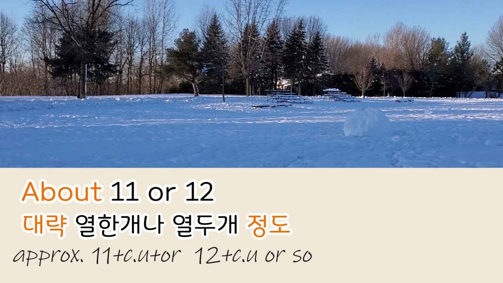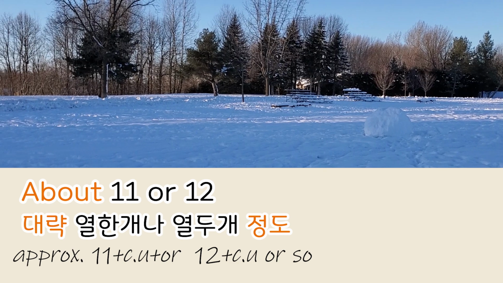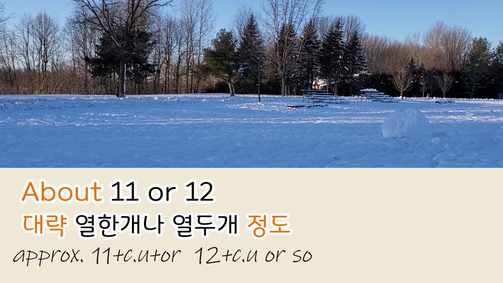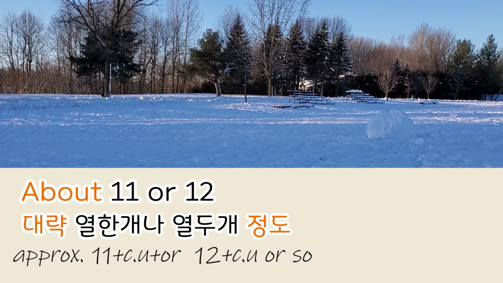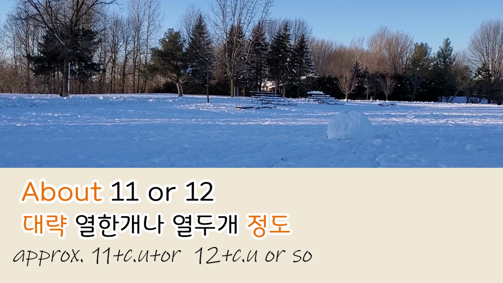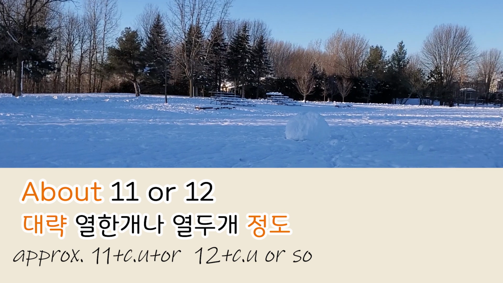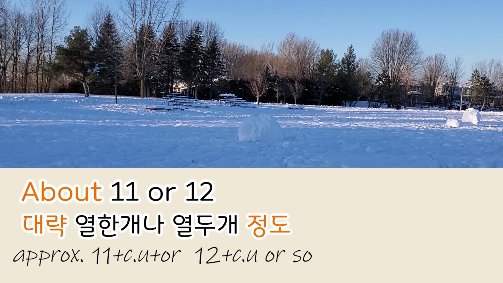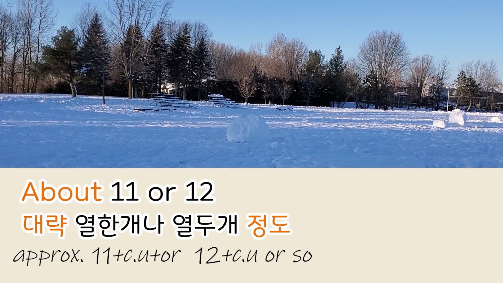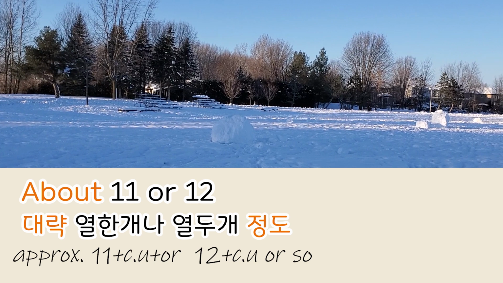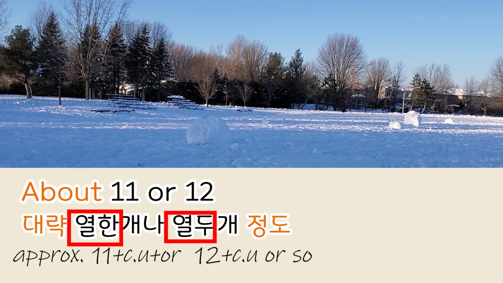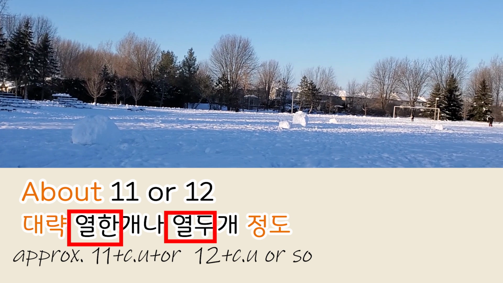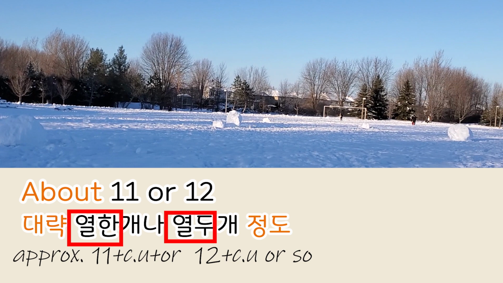열한 is from 열하나, which is 11 in the Korean number system. 개 here, this is a counting unit for regular objects. 나, or. 12, this is from 열둘, 12, in the Korean system. 개, counting unit again. 정도, also. So 열하나, 열둘, they become 열한 and 열두 before a counting unit.